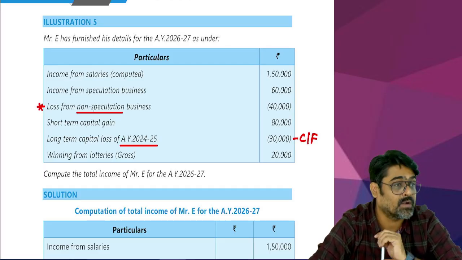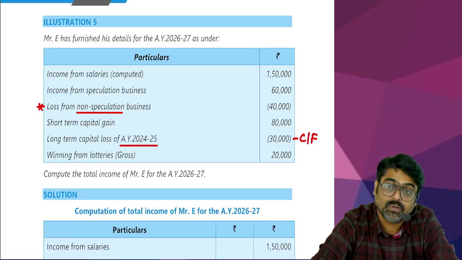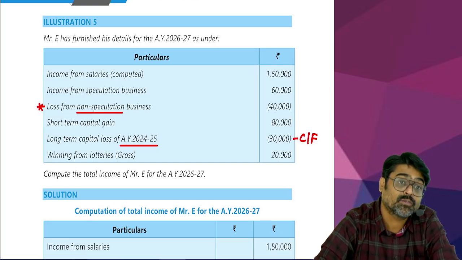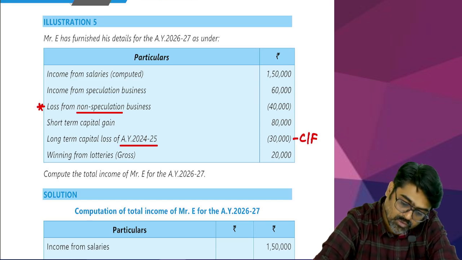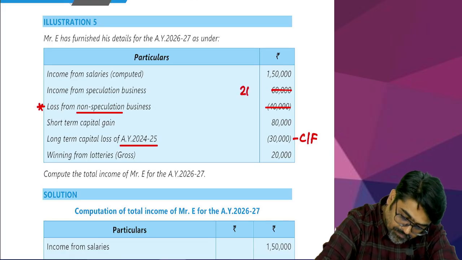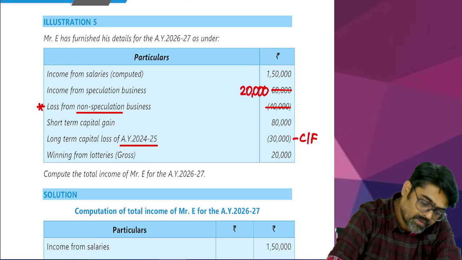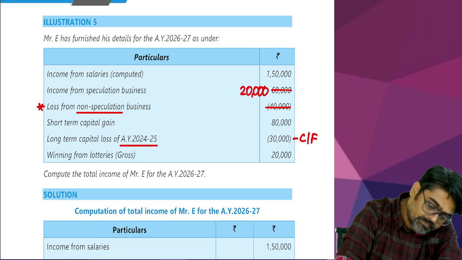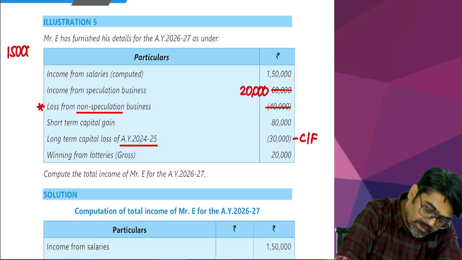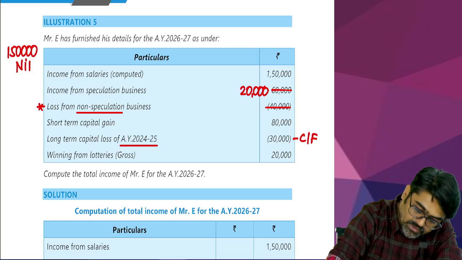Against winnings you cannot set off any loss. So now can you set off your non-speculation loss, normal business loss against speculation business income? Yes. So set off this 40,000 against 60,000. How much will remain? Done, sir. So now tell me, salary income 1,50,000. Do you have any house property income? Nil. Do you have any PGBP income? Yes. You have PGBP income of 20,000, no?